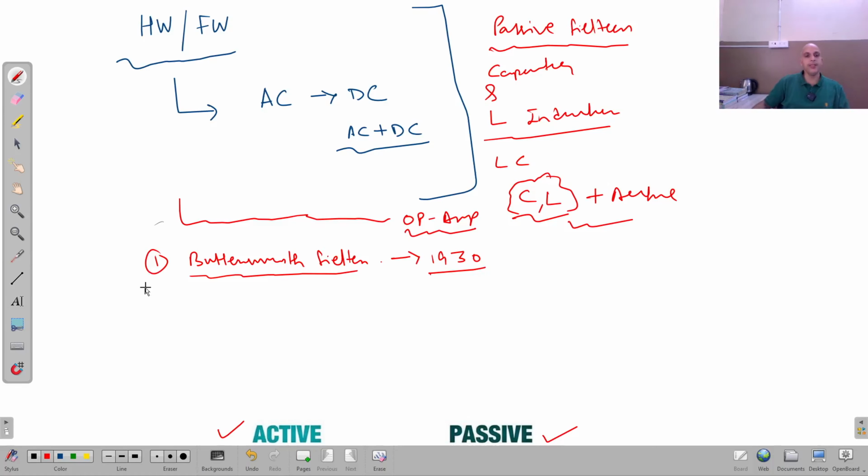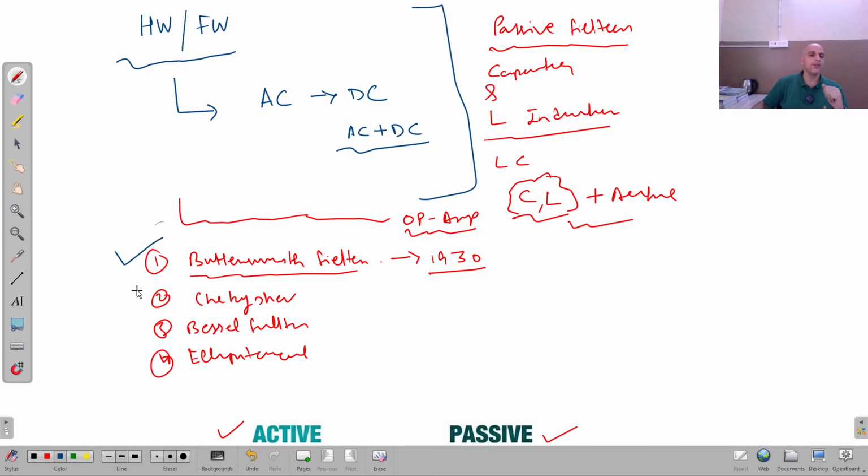Right. Then we have a Chebyshev filter. Then we have a Bessel filter. Then we have an elliptical filter. So all these are the commonly used and commonly discussed filters that are used in electronics as active filters, right? But in this course, we will discuss exclusively the Butterworth filters, right?